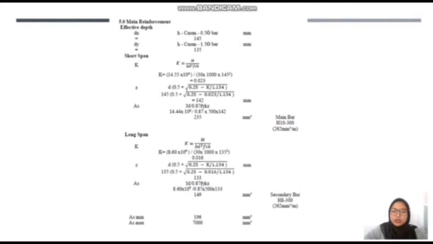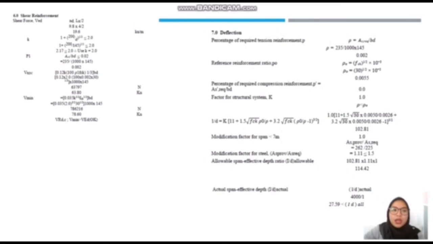And then after short span, we need to calculate the same on long span. So k we get is 0.016, z we get is 133, and As we get 149 mm square. So the secondary bar that we choose is H8 with a 300 distance. So in bracket 262 mm square per m. After that, we need to know the As min. So As min we get is 196, and As max is 7000.